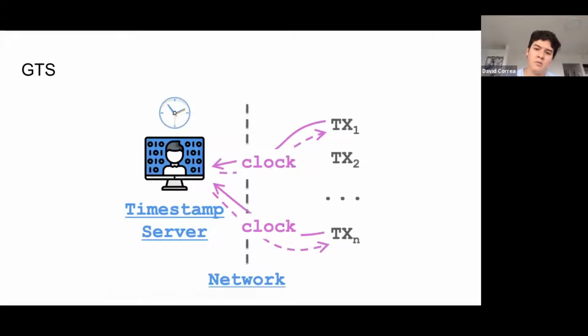So this is what a GTS server looks like. For every transaction, you need to basically read from the timestamp server, which is the global source of truth. And as we can see here, just the network is where we incur most of our costs.